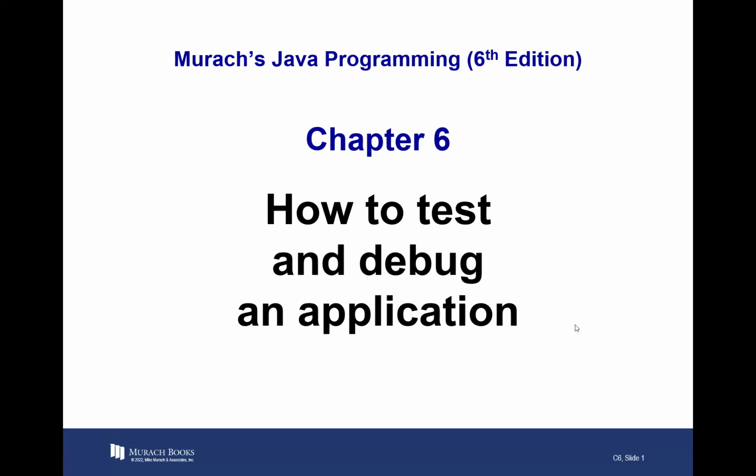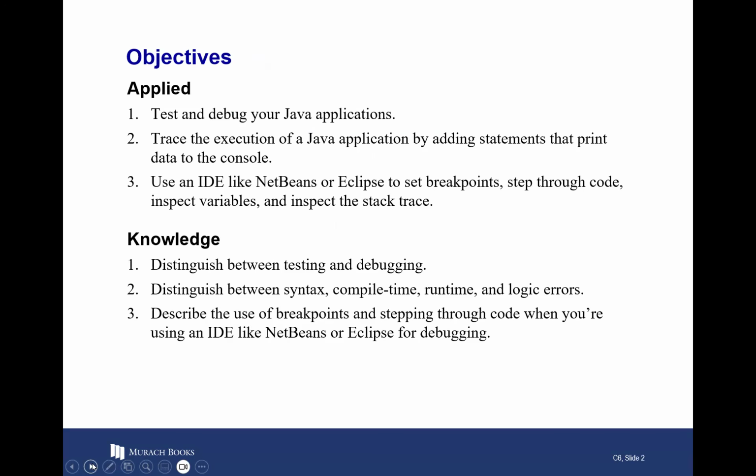Okay. So this is chapter 6. This chapter 6 specifically talks about how you can test and debug any application that you write in Java. Testing and debugging is to find errors in the code, and the errors could be of various types that we will cover in this specific chapter. There are mostly syntax errors, compile time errors, runtime errors, and logical errors.